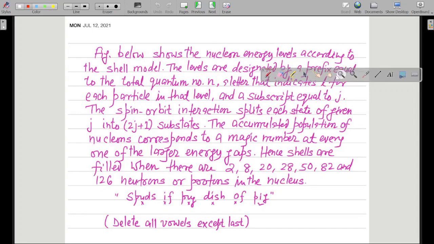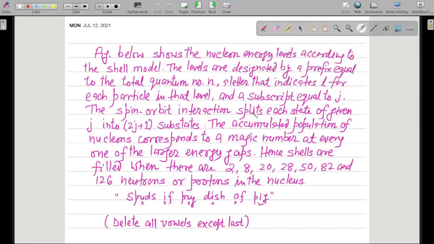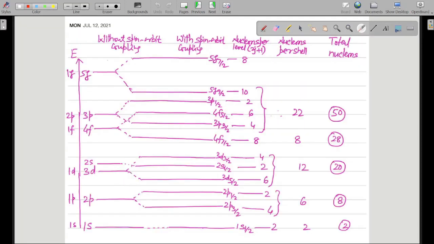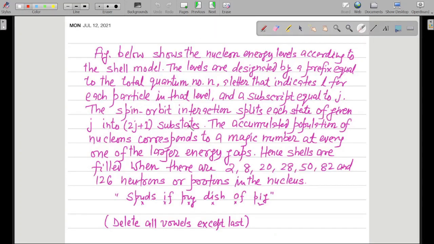So let me put this further upward. The subscript equal to j. The spin orbit interaction splits each state of given j into 2j plus 1 substates. So the spin orbit interaction splits each of them into a further 2j plus 1 states. You can see over here that the spin orbit interaction has split these levels.